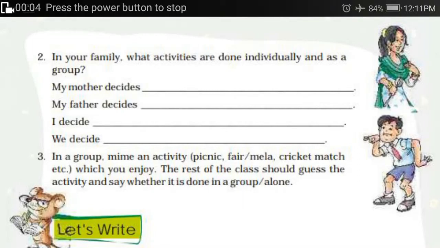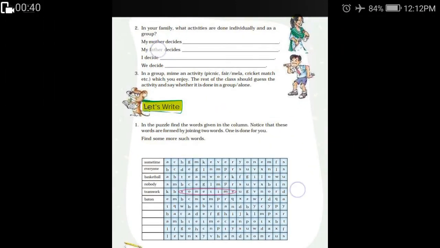Previously, we had completed a few pages of question answers and activities from the poem Teamwork. Now we'll continue it. Open page number 26 and also take out your notebooks. Now the first question is, in your family, what activities are done individually and as a group? There are a lot of activities that are done by only one person and some that we do as a family or in groups. So let's see what they are.